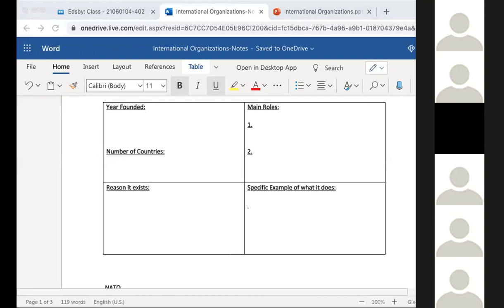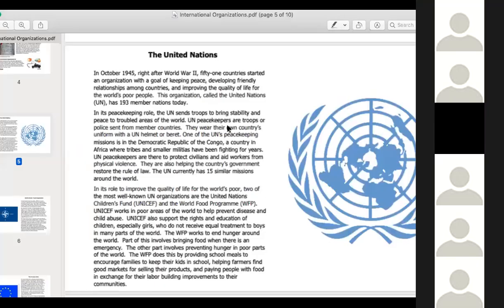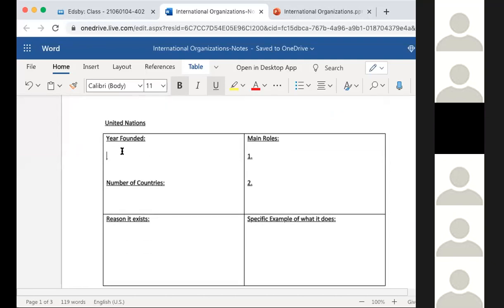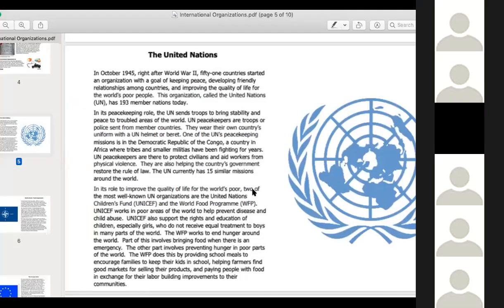I'm gonna read about the United Nations. And as I'm reading this, I want you to fill out the organizer that I have made for you. So as I'm reading, you're going to tell me the year it was founded, the number of countries, the main roles, all that kind of stuff. I want to make sure that you guys understand, and then I'm going to put you into breakout rooms to work on this on your own. All right, so let's go here.